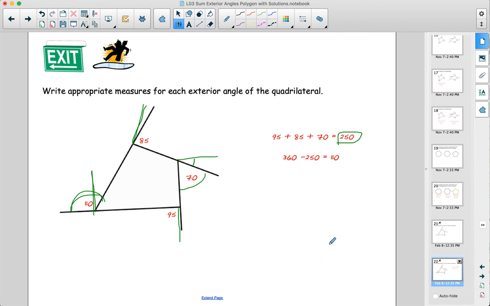All right, that brings us to the end of this lesson. Hopefully you have a good handle on the sum of the exterior angles of any polygon.